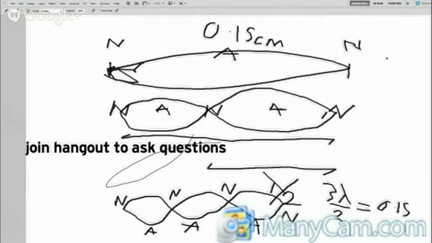If we were then provided with a wave speed or a frequency, then we could work out the other using the wave equation. So v equals f lambda. So having worked out the wavelength, if we were given the frequency, we could work out the wave speed, or if we were given the wave speed, work out the frequency.